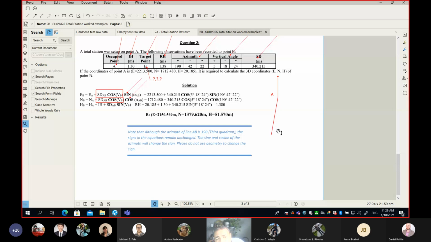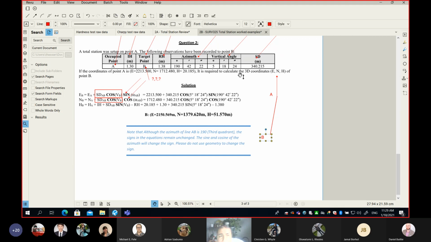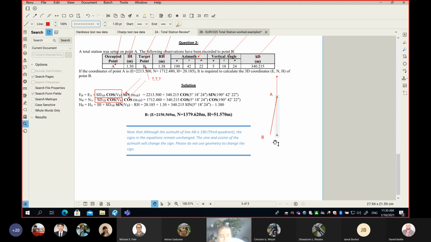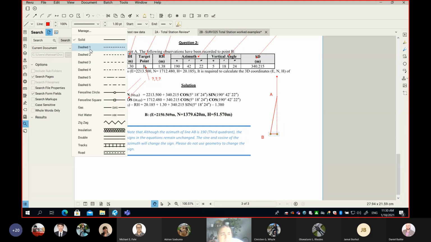And here, some students don't believe in math. They believe in their geometry. So they will say, okay, here is my point A, and here is my point B. And here is my easting component, and this is my northing component. I'm going to change the line type so you can see better. So this is my northing component, and one more time, this is my easting component.